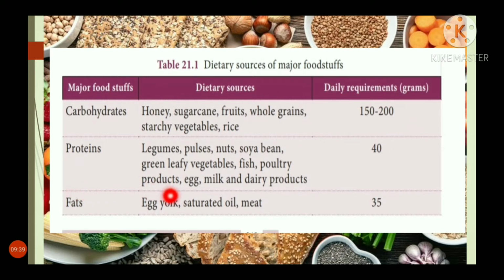Fats: egg yolk, saturated oil and meat. What is egg yolk? The yellow color in the egg is called egg yolk, which has fats, and we have to take 35 grams daily in our food diet. Are you clear, students? Yes. Next is about vitamins.